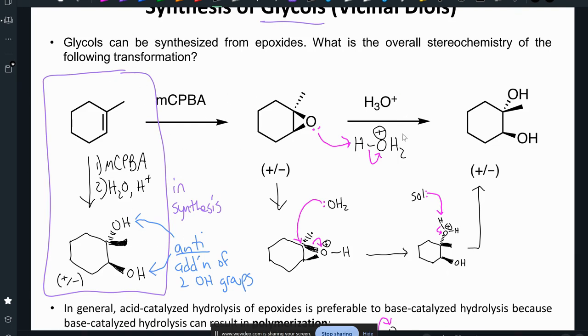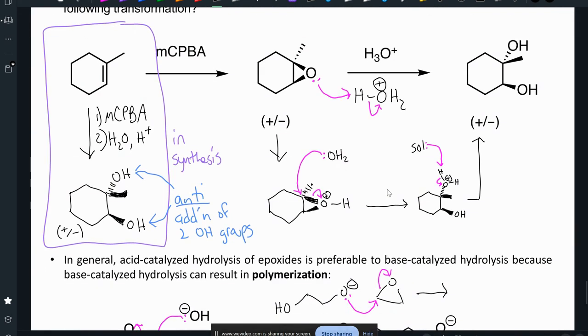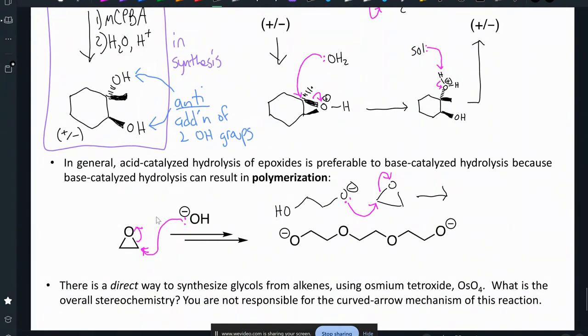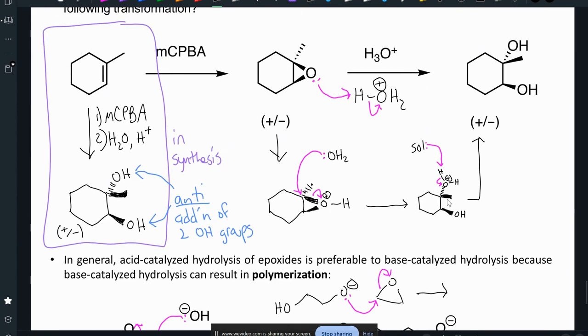In theory, we could do this under basic conditions as well. The problem with doing it under basic conditions is often reacting hydroxide with an epoxide leads to rapid polymerization. So this reaction gets going, and it gets going quickly, where your OH minus attacks one epoxide, that opens it up, makes an intermediate like this, that can then attack another epoxide, open that up, and et cetera, et cetera, et cetera. You can end up with these long chains. So generally, this is done under acidic conditions, not basic.